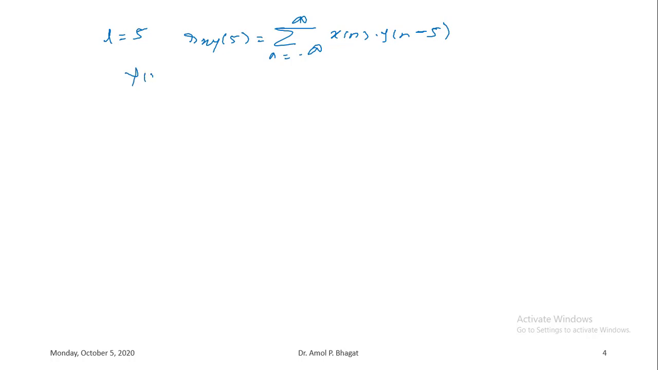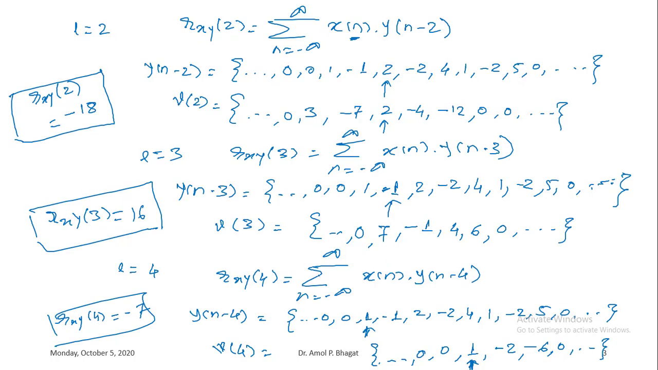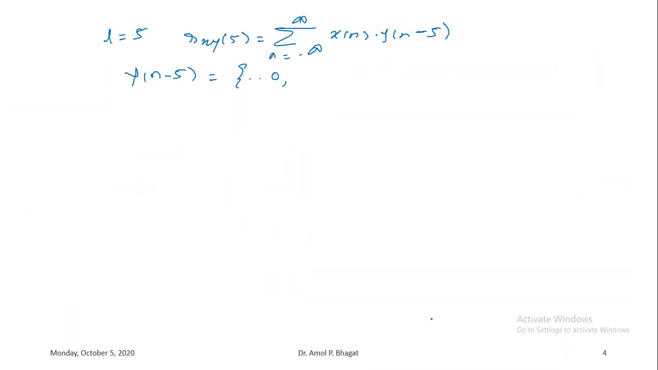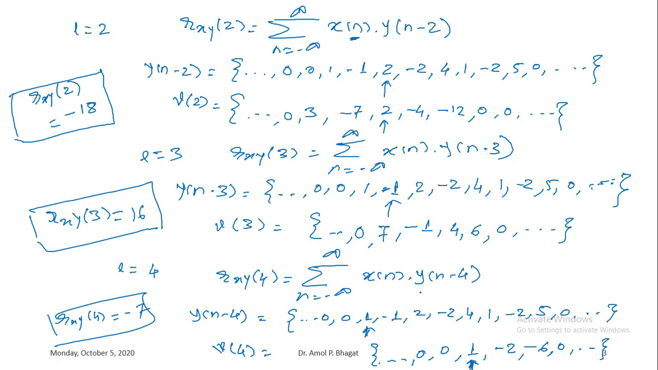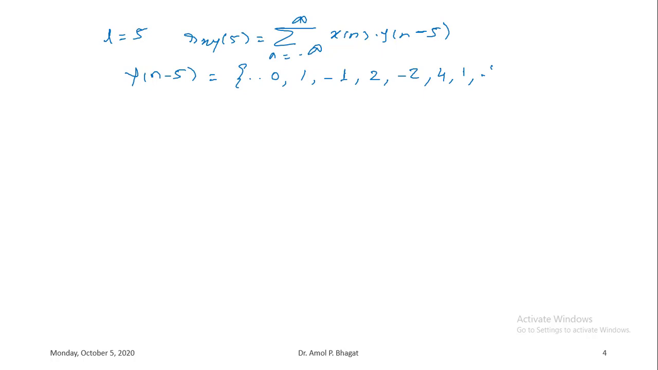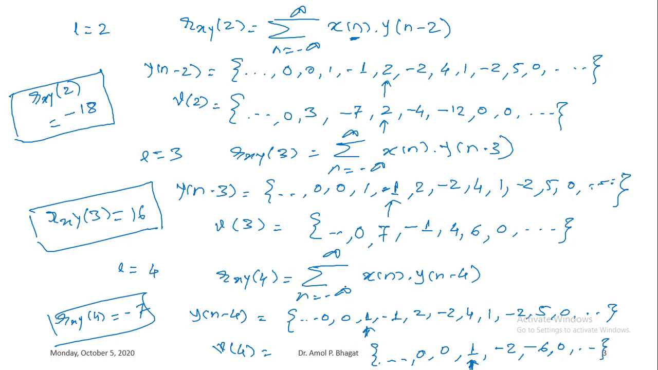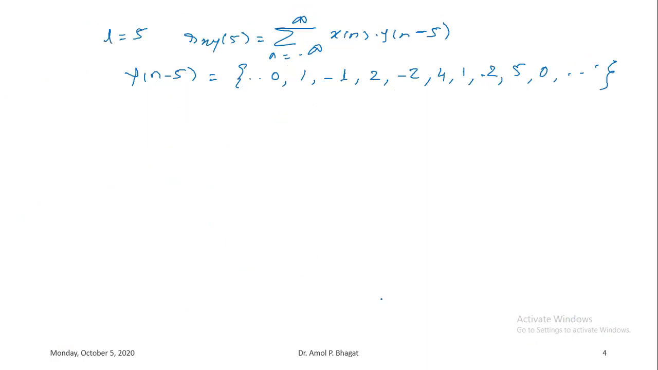Again y of n minus 5 you can write as the same sequence, that is 0 0 0 1 minus 1 2 minus 2 1 minus 1 2 minus 2, right? Then 4 1 minus 2 4 1 minus 2 and 5 0 5 0 and so on. Initially origin in case of y of n minus 4 was at 1, so now instead of 1 it will be at 0 now. Again you will write down the product sequence as v of 5.